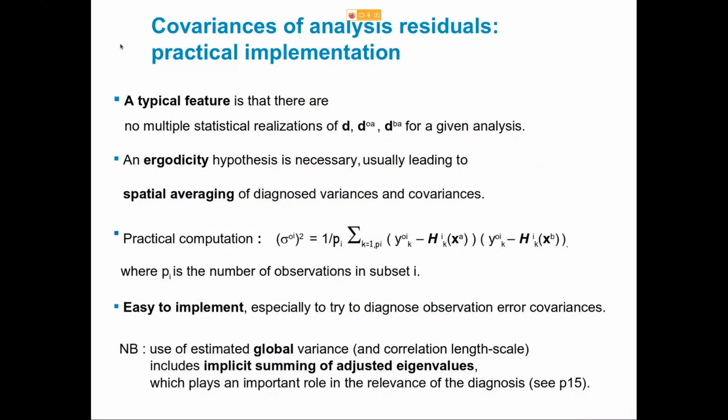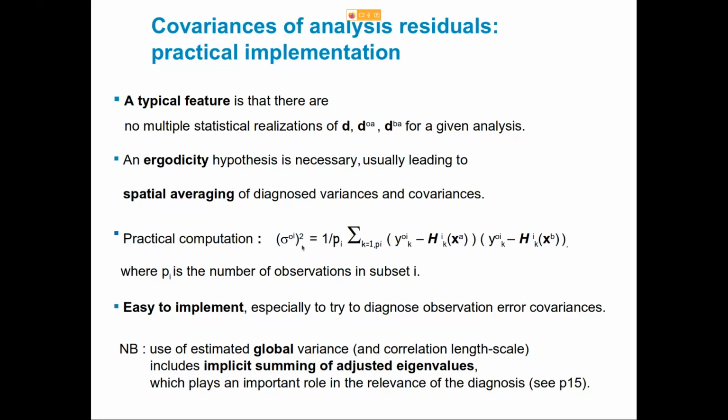So this is a slide that summarizes some features of the practical implementation of this approach. A typical feature is that there are no multiple statistical realizations of D, DOA, DBA for a given analysis. For this reason, an ergodicity hypothesis is necessary, usually leading to spatial averaging of diagnosed variances and covariances. The practical computation is relatively simple.